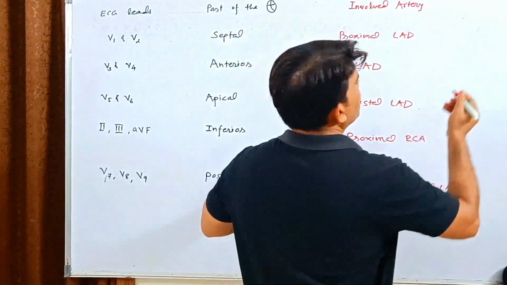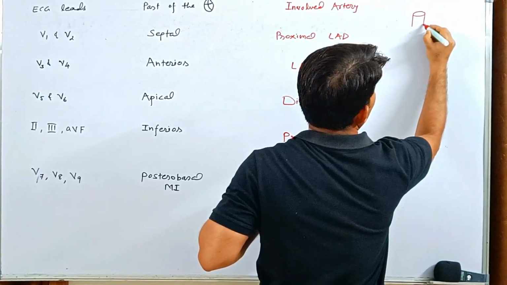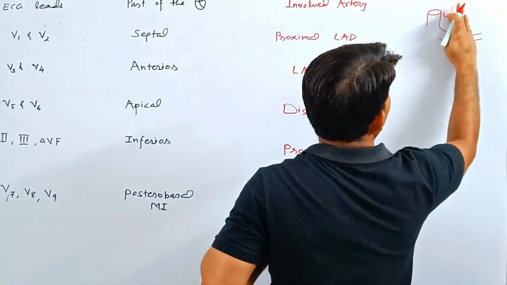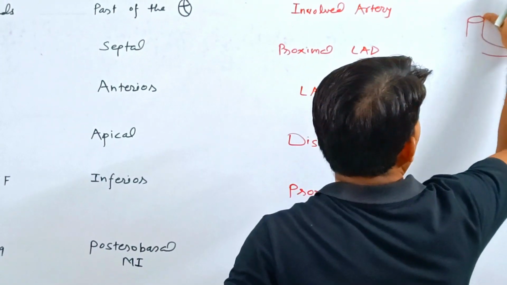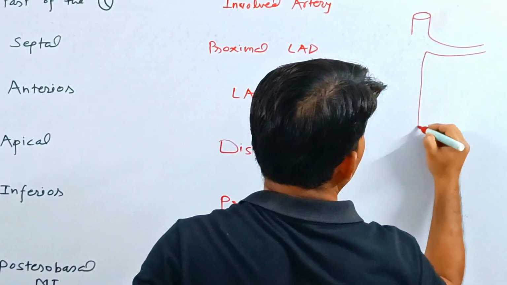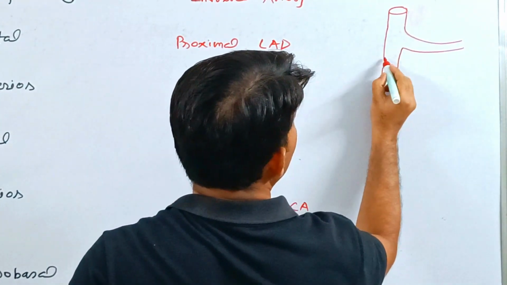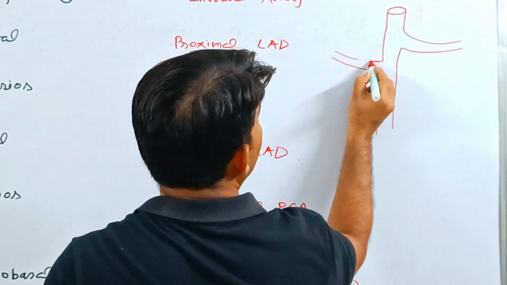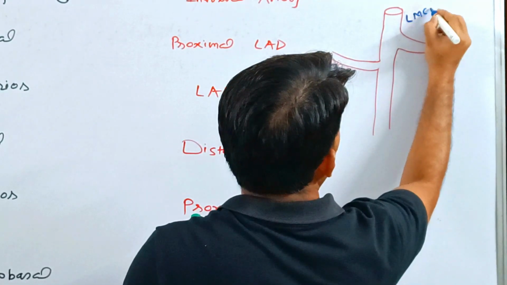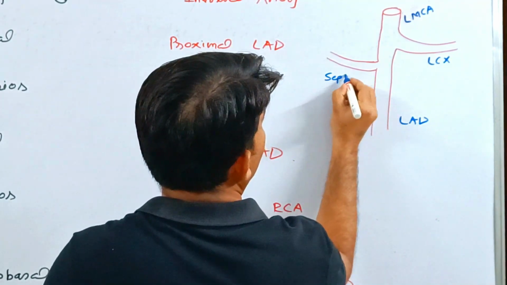So, let me draw another. This is your left coronary artery, and then it bifurcates. This is LCX. Okay, this is left coronary artery. Let me draw a diagram first. Left coronary artery. Then this is the anterior descending artery, and here we have a straight 90-degree going septal artery, right? So this is left main coronary artery, this is LCX, this is LAD, and this is septal, right?